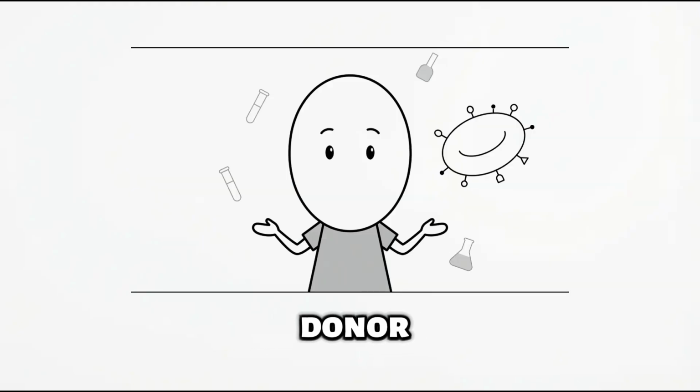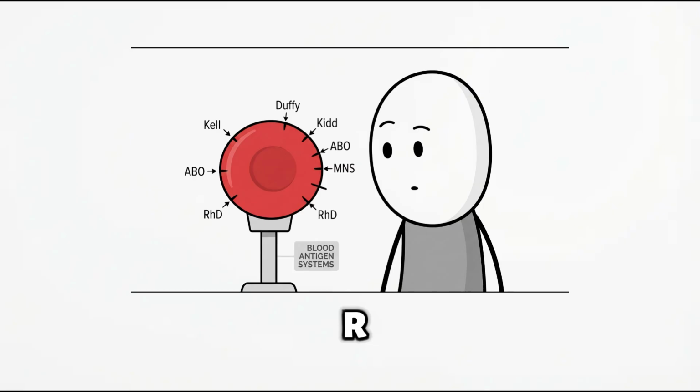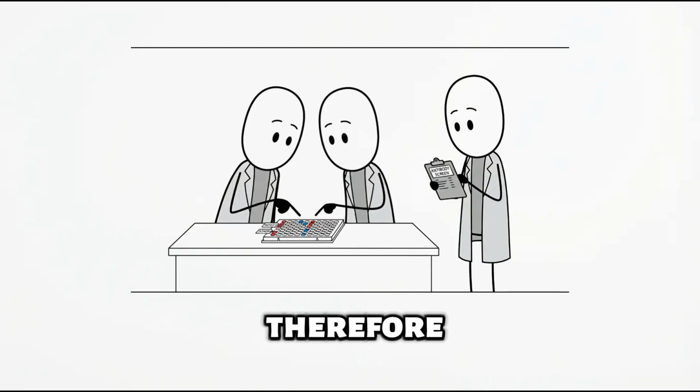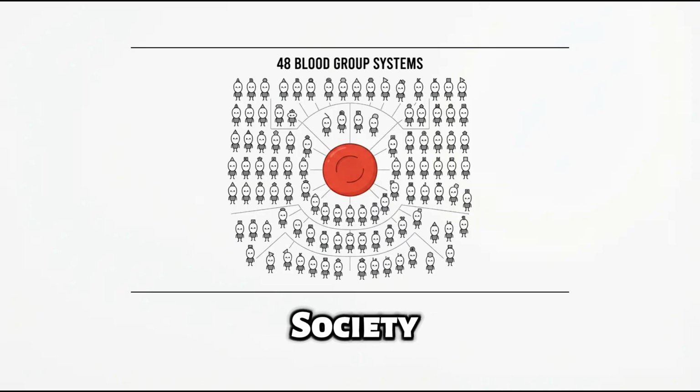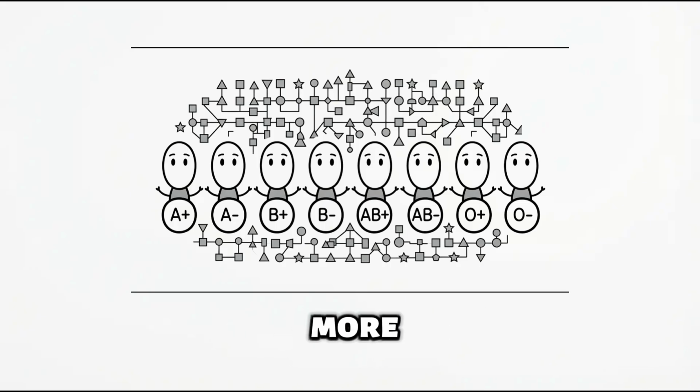The term universal donor must also be understood correctly. O is not completely free of antigens. Beyond ABO and RhD, red blood cells may still carry many antigens from systems such as KEL, Duffy, Kidd, and MNS. Patients must therefore still undergo antibody screening and cross-matching whenever circumstances allow. The International Society of Blood Transfusion currently recognizes 48 blood group systems, showing that transfusion medicine is far more complex than the 8 familiar symbols suggest.